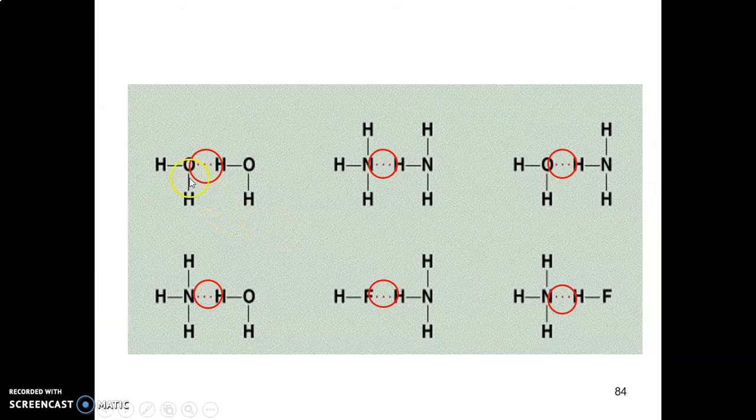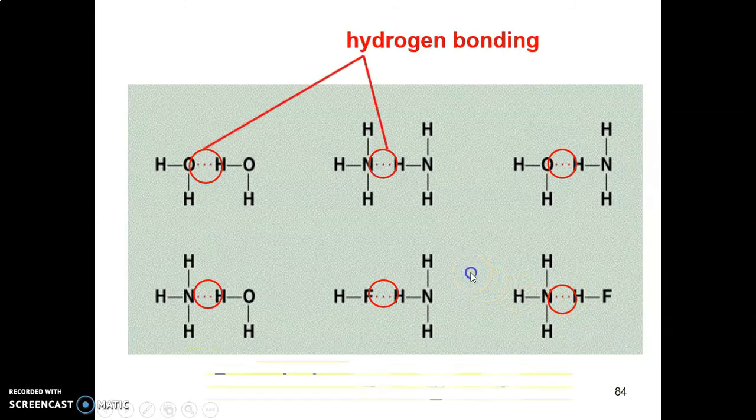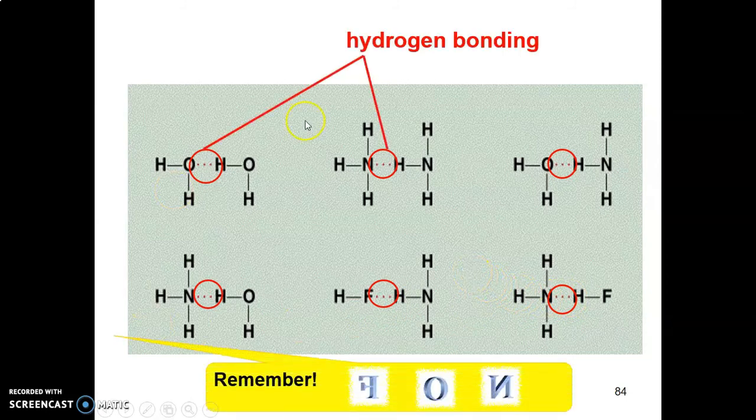Another example is water and ammonia. Water with ammonia. Ammonia with hydrogen fluoride. So these are examples of hydrogen bond. You need to remember FON: hydrogen with fluorine, oxygen or nitrogen.